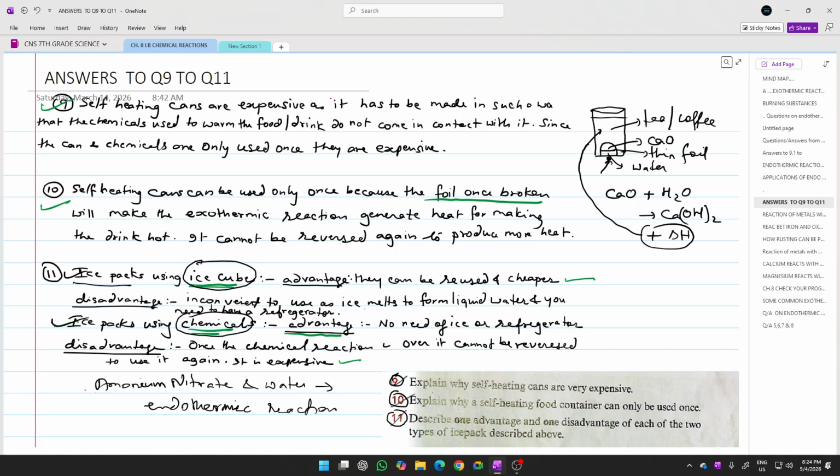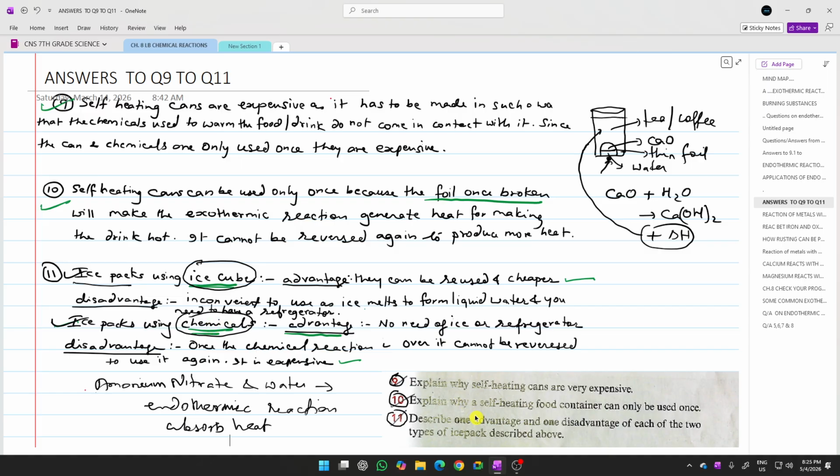What is the meaning of this? This reaction will take in heat. It will absorb heat. Now from where is it going to absorb heat? It is going to absorb heat from that inflated part of the body. So the heat energy from the inflated part will be reduced and you will get that cooling effect. So this is how the ice pack can be used, using ice cube as well as using chemicals.